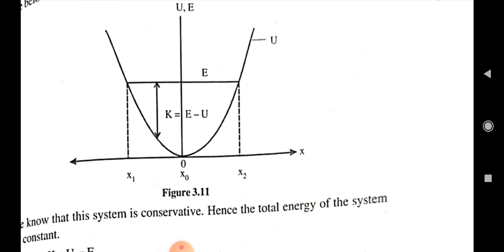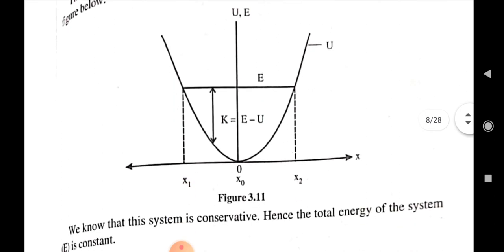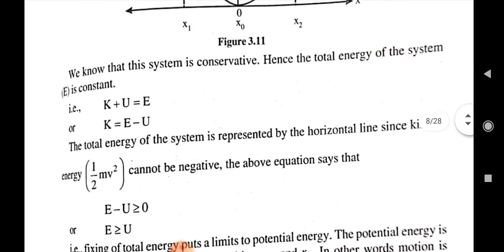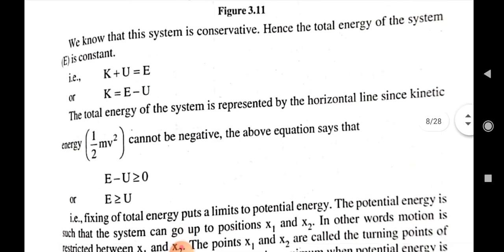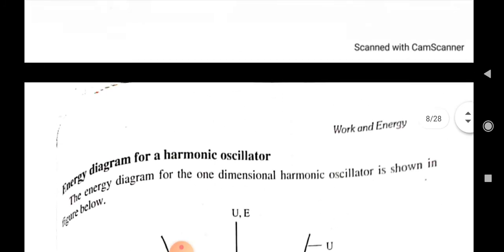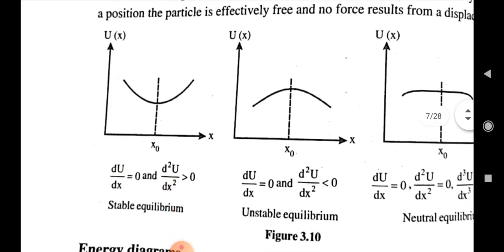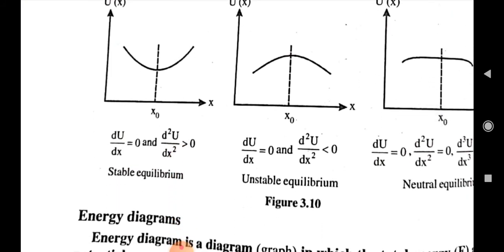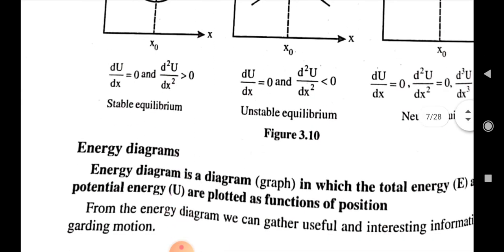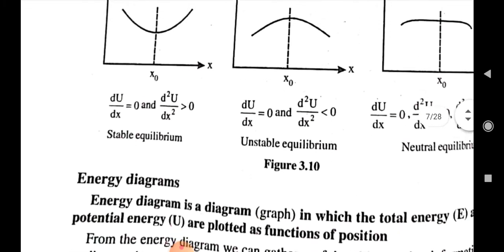We will discuss these. So how the energy diagram comes about, to understand that we have to discuss it, or we can understand the graph by plotting potential energy with x. So here we studied stable equilibrium, unstable equilibrium and neutral equilibrium.